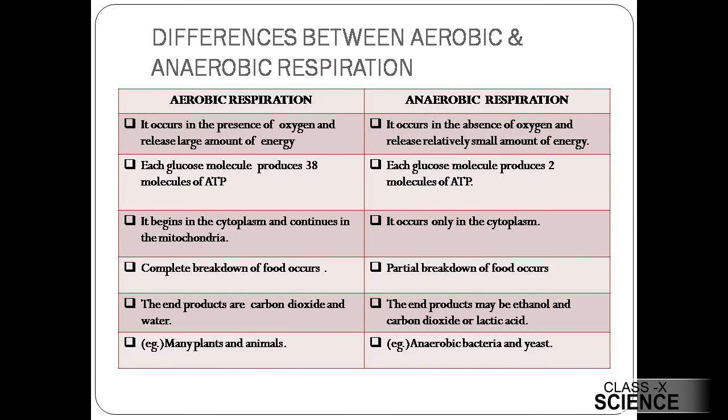Now aerobic respiration begins in the cytoplasm and continues in the mitochondria, whereas anaerobic respiration occurs only in the cytoplasm. In case of aerobic respiration, there is a complete breakdown of food, whereas in case of anaerobic respiration, only partial breakdown of the food occurs. Now the end products in case of aerobic respiration are carbon dioxide and water, whereas in case of anaerobic respiration, the end products are carbon dioxide and ethanol, or lactic acid. Aerobic respiration takes place in many plants and animals, whereas anaerobic respiration takes place in the body of yeast and many anaerobic bacteria.